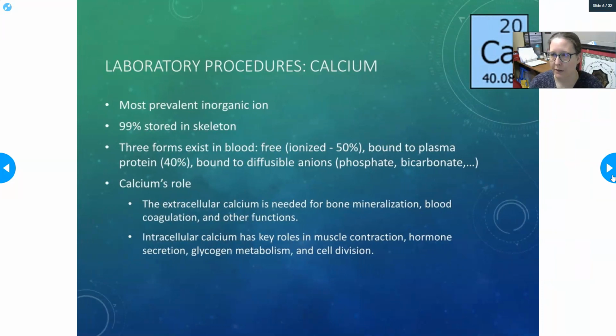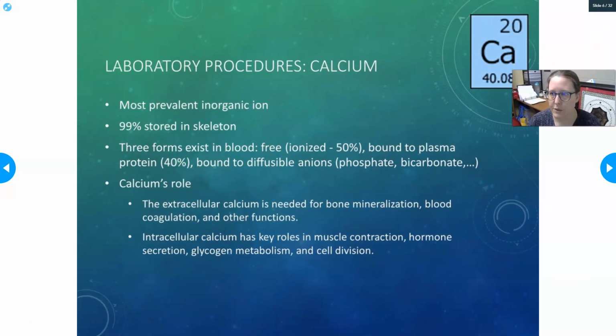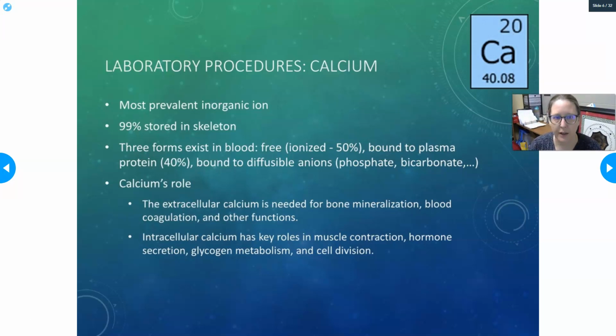So let's talk a little bit about the analytical procedures. We're going to go with calcium first. It is the most prevalent inorganic ion in the body. 99% of calcium is stored in the skeleton, and the other 1% is floating around in your blood and is also in your muscles. There are three forms that exist in the blood. There's free calcium, also known as ionized calcium, and that's about half of the calcium in your blood. Then there's some that's bound to plasma protein, which is about 40%. And then the rest is bound to diffusible anions like phosphates, bicarbonates, etc.